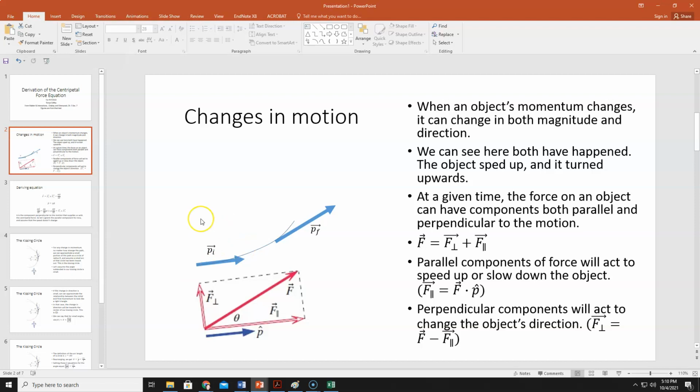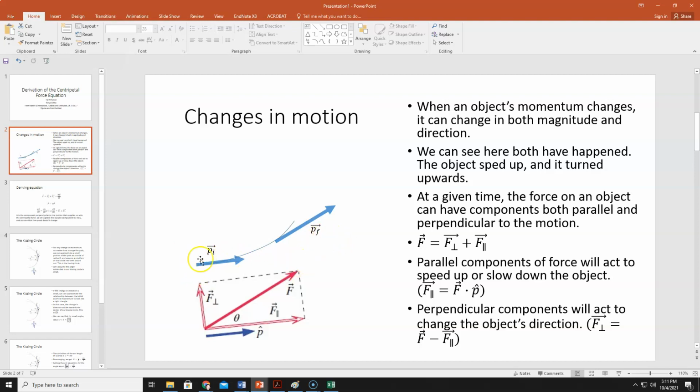this blue arrow right here, okay? Now, something happens to the object, and it goes through some change, and so its momentum changes. Now, there's a couple of things that can happen. Either the magnitude of the momentum can change, or the direction of the momentum can change, or some combination of those two things, right? So we can see here that both happened.